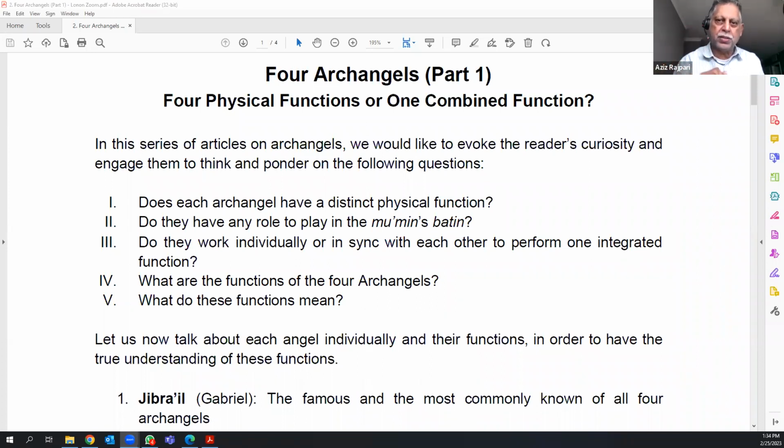Second, do they have any role to play in the momin's batin? A great question.